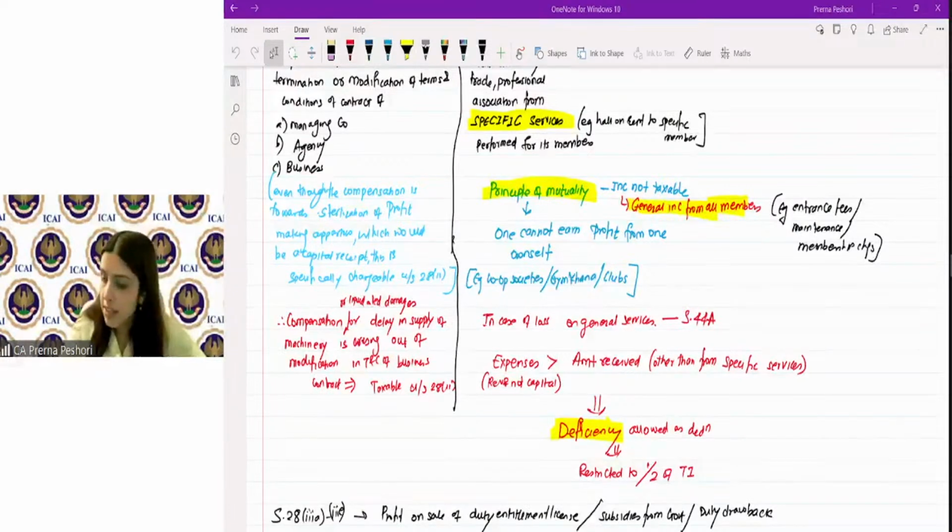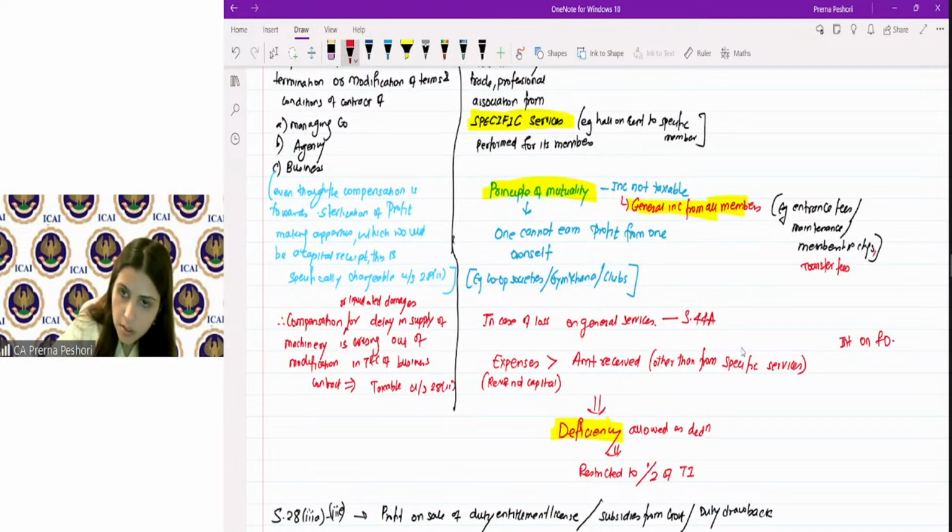Okay, so here you can write down: transfer fees as well are covered by mutuality. Interest on fixed deposit not covered by mutuality, taxable under income from other sources.